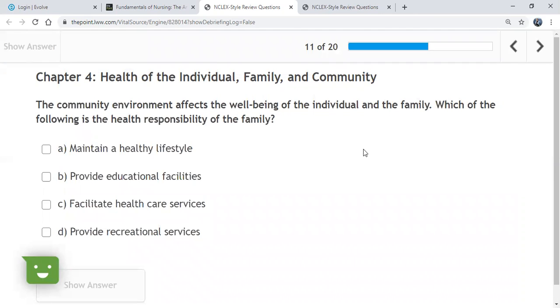Again, I feel like A is not like the others. It's talking about a healthy lifestyle choice. Everything else is talking about healthcare services, educational services, recreational services.